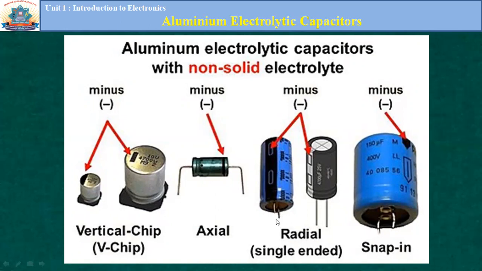Then this is the radial. Both terminals are only along this surface, and here is a black line with a negative sign, this white line with the dash, which indicates the minus terminal. Then this is the snap-in type of capacitor. There is always a direction mentioned. This direction is negative, so this terminal is the negative terminal of this capacitor.